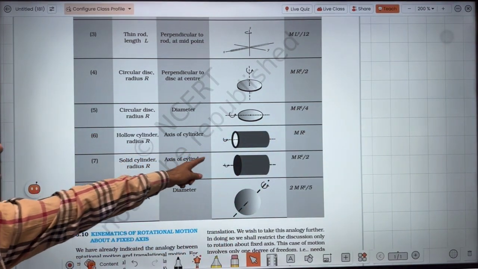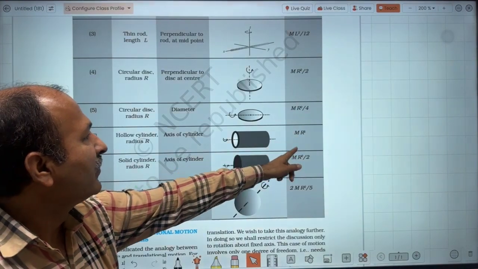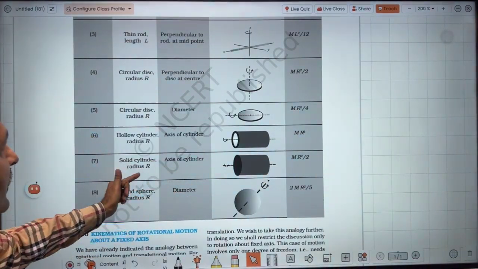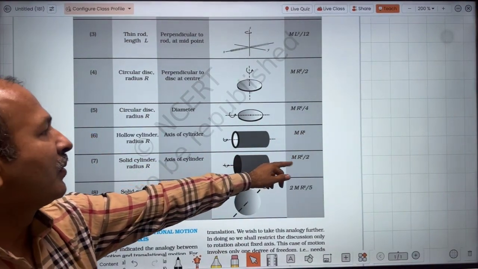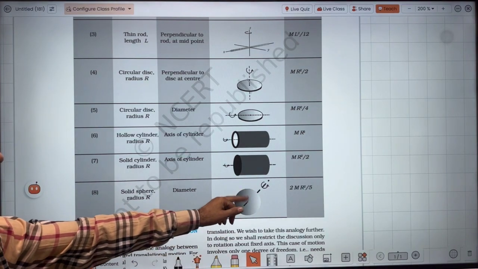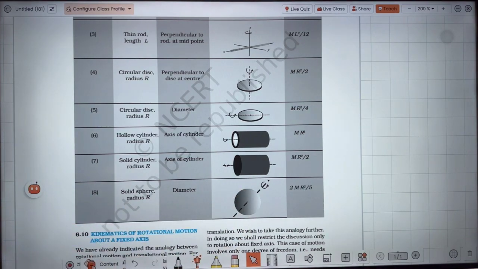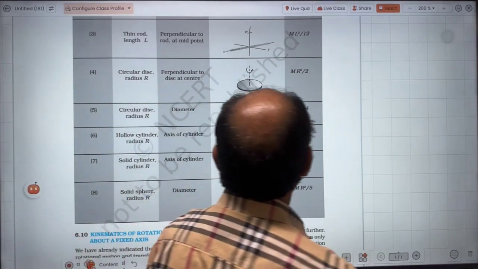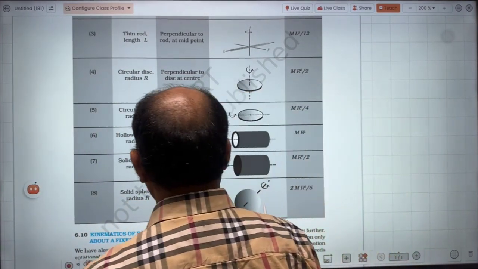Similarly, if you consider a hollow cylinder, its moment of inertia will be M r square, whereas a solid cylinder has moment of inertia M r square by 2 and a solid sphere has moment of inertia 2 by 5 M r square. So these are some basic concepts that you have to memorize.